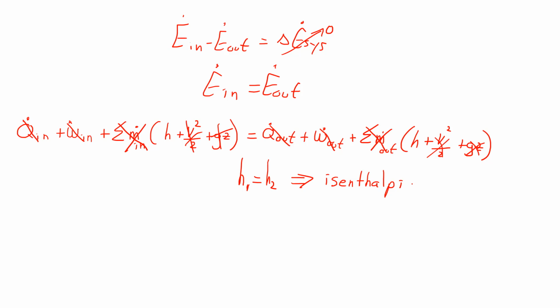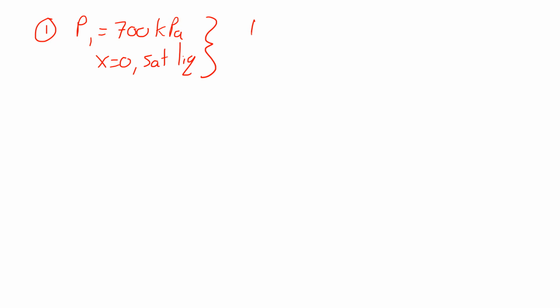All right, so let's go ahead and solve for what the problem is asking for, which is the change in temperature in and out. So state one is the inlet. So we have the pressure going in at 700 kilopascals, and we know that it's a saturated liquid, right? So the quality is zero. That gives me a temperature of 26.7 degrees Celsius.